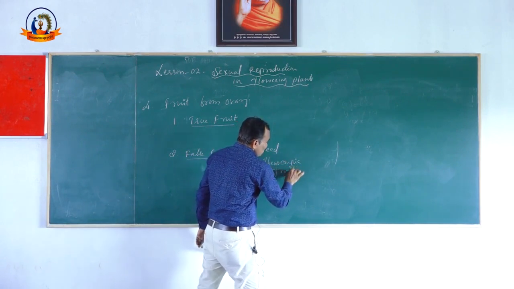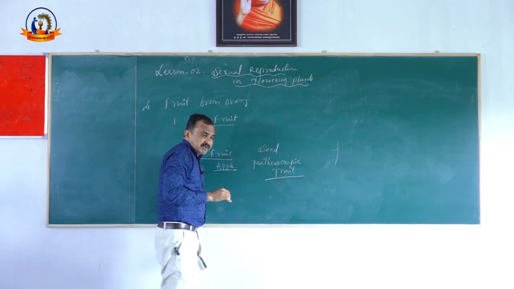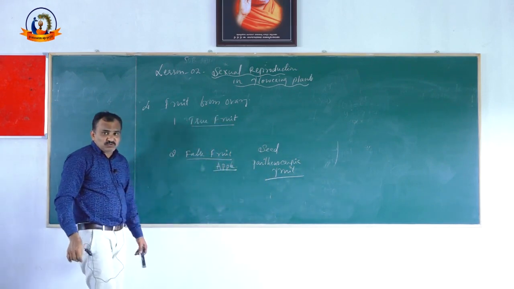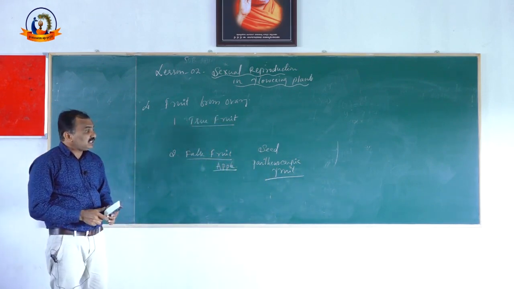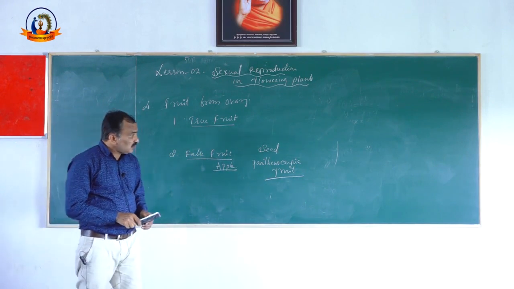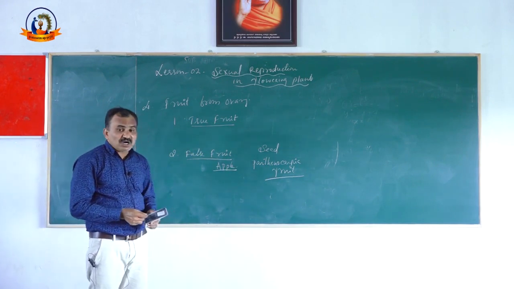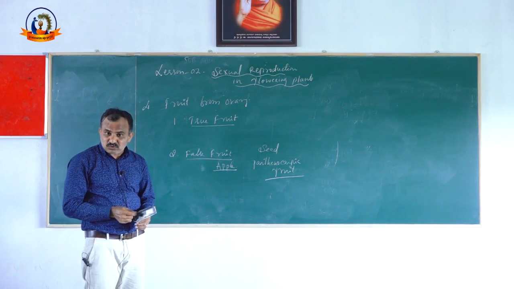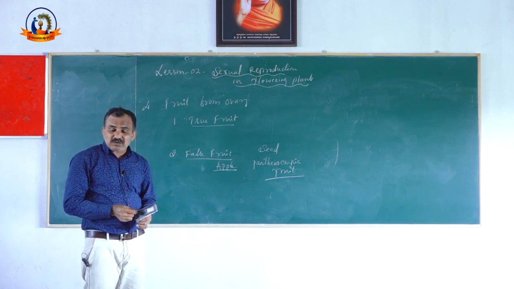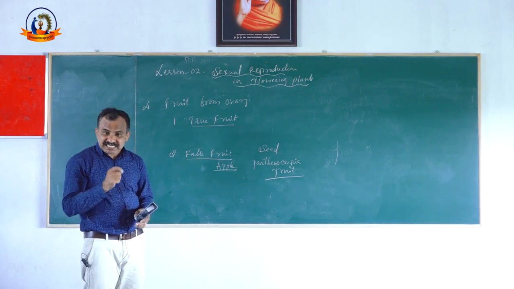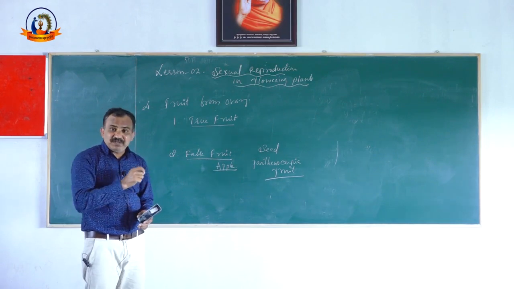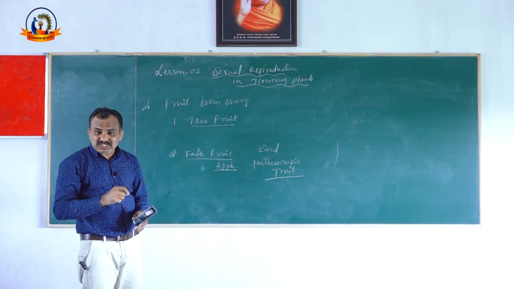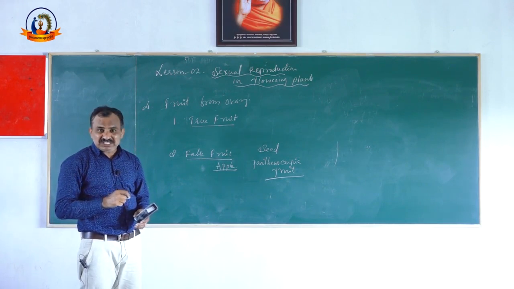Parthenocarpic fruit. What is the meaning of parthenocarpic fruit? Development of fruit without seeds. Such fruits are called parthenocarpic fruit. In parthenocarpic fruit, there are no seeds. That means fruit is developed without fertilization.